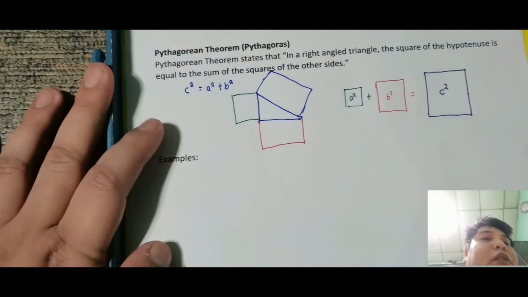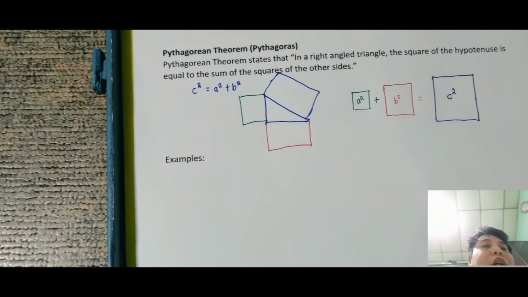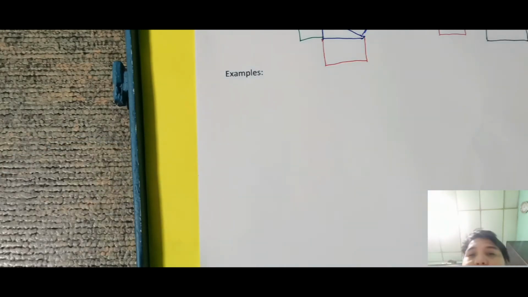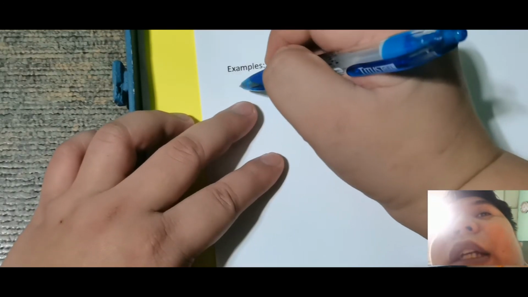So, in terms of drawing, ngayon yung kanyang itsura. Ulitin lang natin: Pythagorean theorem states that the square of the hypotenuse is equal to the sum of the squares of the other sides. Okay, so I have an example dito. Hindi ko talaga ma-drawing, sorry. Ang gagawin na lang ni sir, identify natin yung mga part.